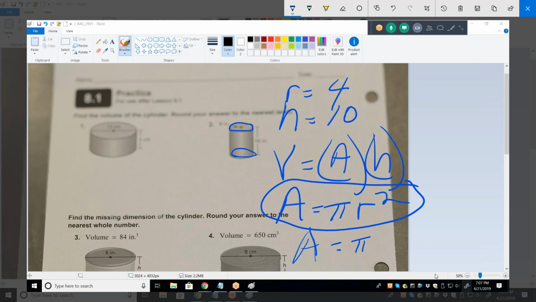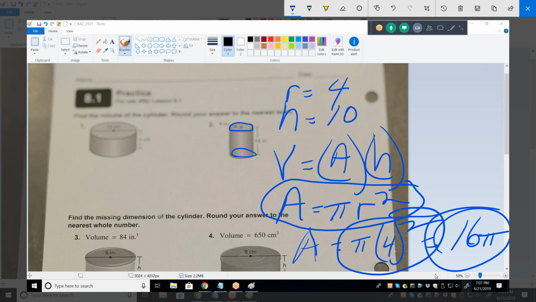Pi r squared. Now start plugging in. You know some of these. Pi is a number. Pi times 4 squared. What's r? 4. What's the area of the circle? 10. What is that right there? No, it's 16. 16 what? R. Nope. No, pi. What am I thinking? Pi. That is a number. But the best way to show it is 16 pi.